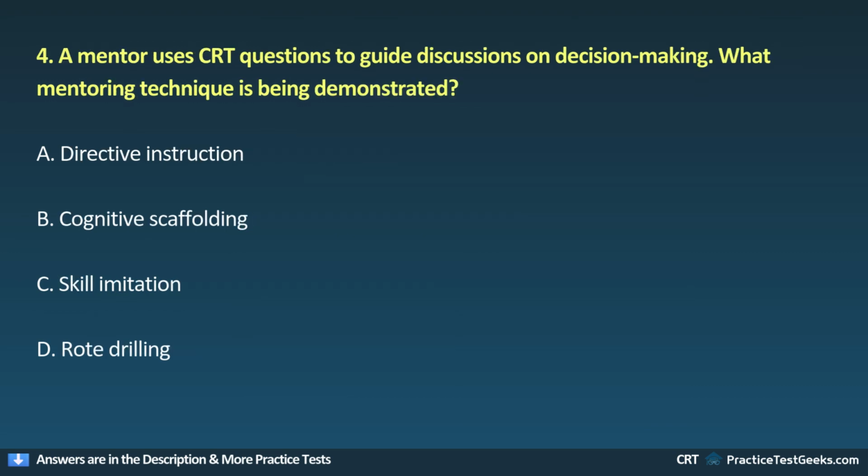4. A mentor uses CRT questions to guide discussions on decision-making. What mentoring technique is being demonstrated? A. Directive instruction. C. Skill imitation. D. Rote drilling.